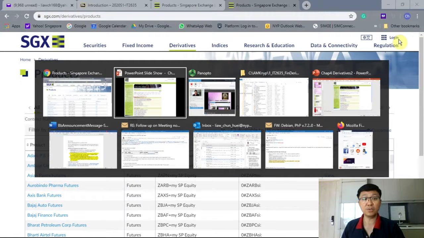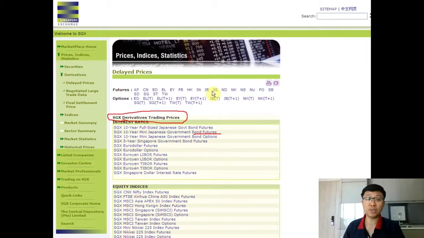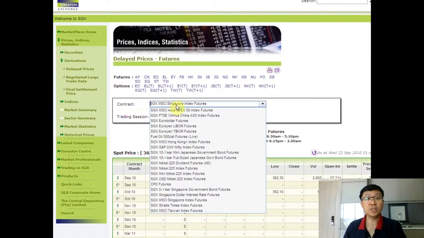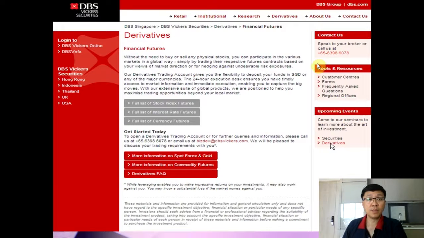If you seriously want to know more, you can actually go to the SGX website to take a look, to see what is of interest to you. Here there's a drop down box. You can see the various range of derivatives available with some of the open interest, price, settlements, and the volume transacted for the day. So these are all the futures derivatives.